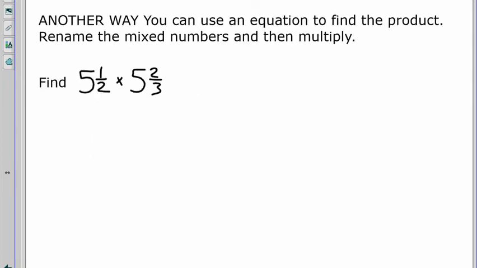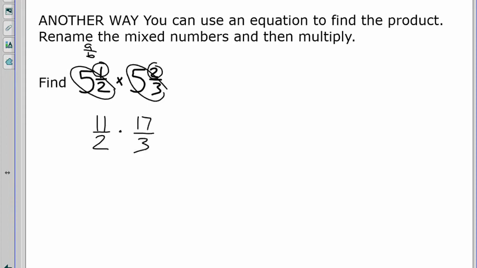Now the standard algorithm is what we would do more often. We're not going to draw that big area model every time. All I need to do is get each of these numbers in the form of something over something else, a over b. And so I can change a mixed number to an improper fraction, multiplying the denominator by the whole number. 2 times 5 is 10, and add the numerator. That's going to be 11 halves times 15 plus 2 is 17 thirds. I'm looking to cross reduce, but there's nothing that I can do there.